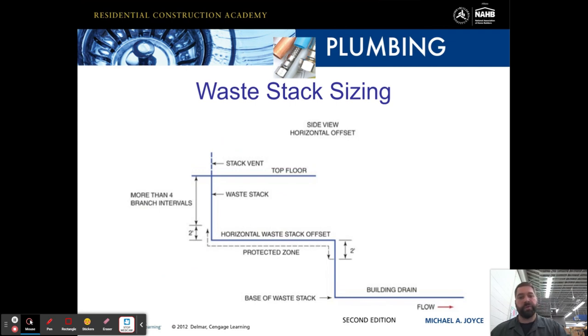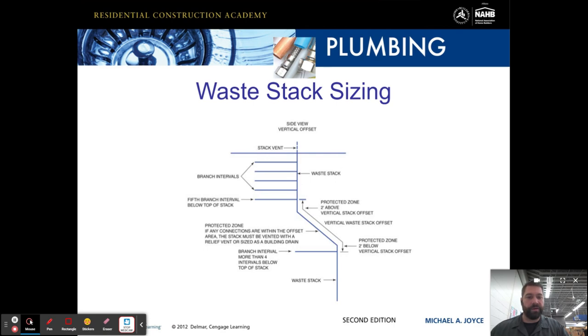Here's a side view of a horizontal offset. So here we have our top floor. This is our stack vent coming up through the roof. This is our waste stack. This is our horizontal waste stack offset. Here, you can't have more than 4 branch intervals. And again, here we have the base of the waste stack coming down here, and the flow going out of the building.